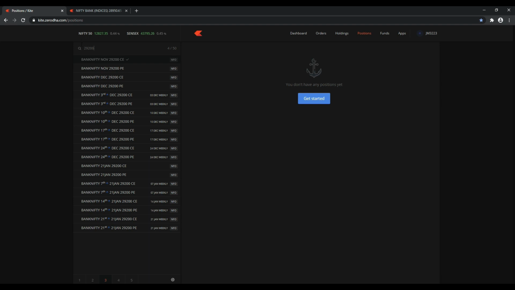Then, if you enter the strike prices, you will get a lot of options, like Bank Nifty 29,200. For the same 29,200, both call and put options are available for the November month and even for the December month. All these are the expiries. Like if you see here, there is something called W, so it's a weekly expiry. All these things will come.